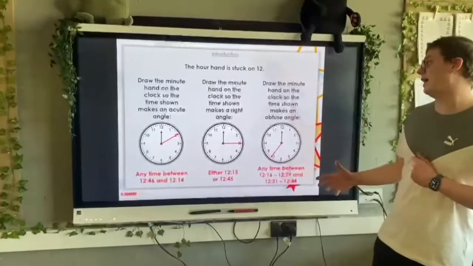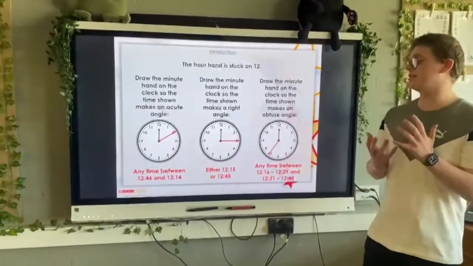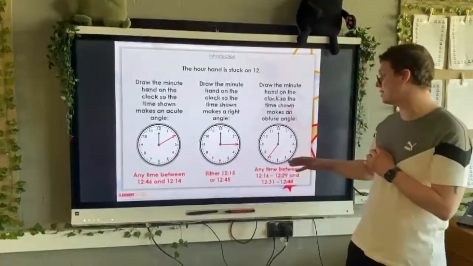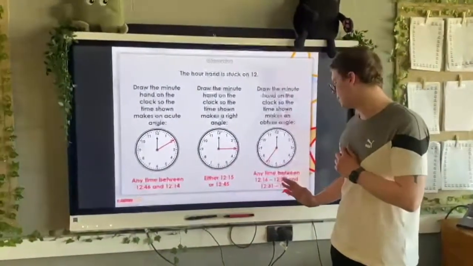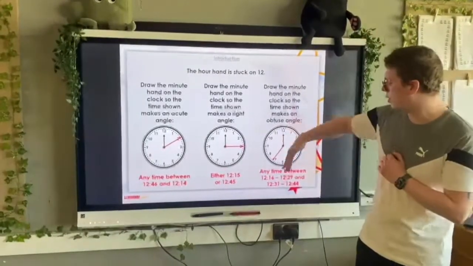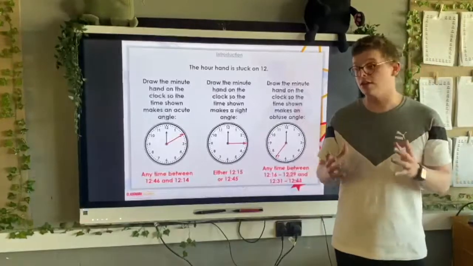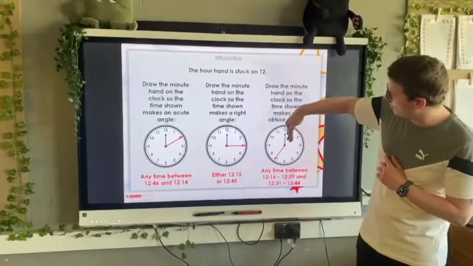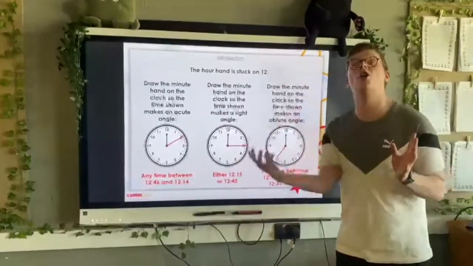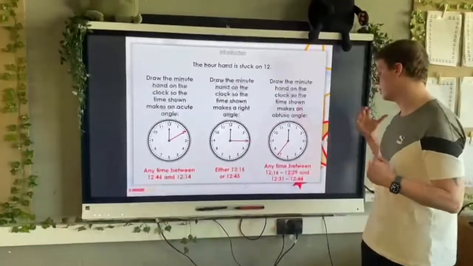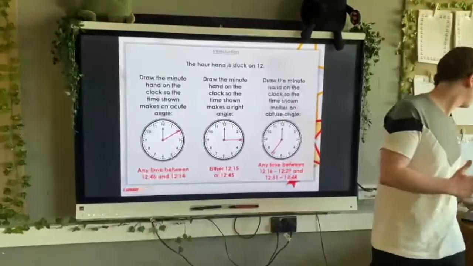And finally, an obtuse angle, our angle that is greater than 90 degrees. That would be any time from 12:16 to 12:29 and 12:31 to 12:44. The reason it wouldn't be at 12:30 is because that would be an angle of 180 degrees. So we wouldn't label it as an obtuse angle in this example.